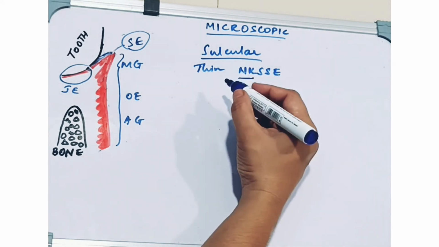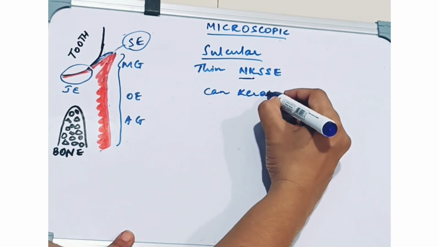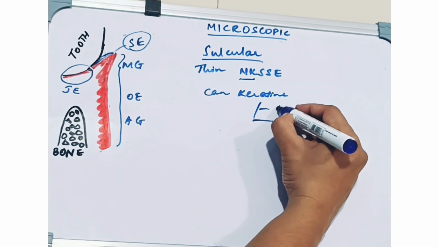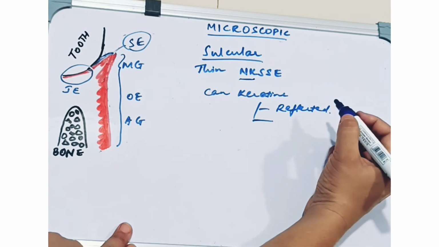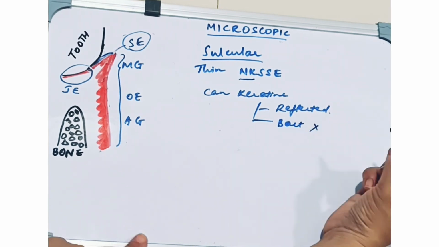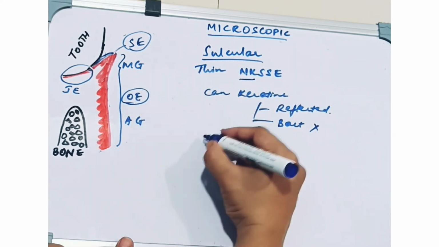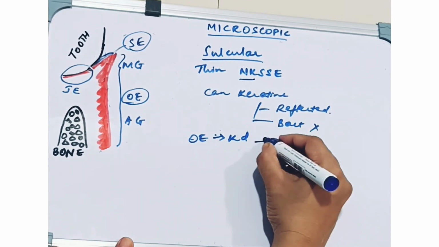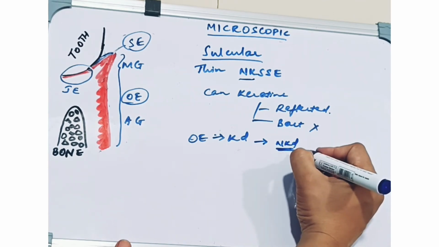Now it can keratinize. Why or when? In two conditions. One, if it is reflected and exposed to the oral environment, or if the bacterial flora from the sulcus are completely eliminated. Similarly, we saw oral epithelium or outer epithelium is keratinized, right? But this can become non-keratinized if it is in contact with the tooth.